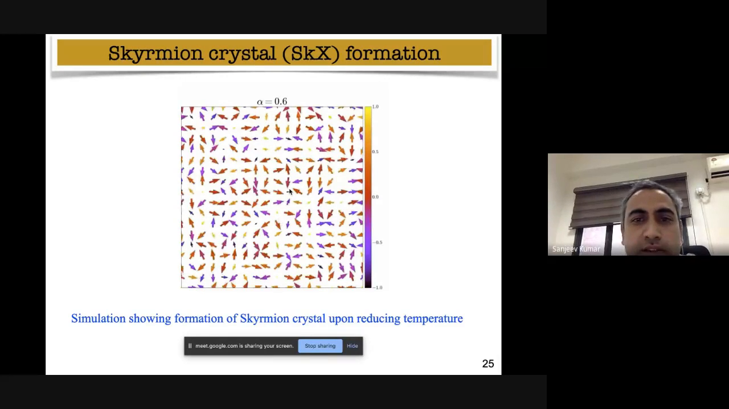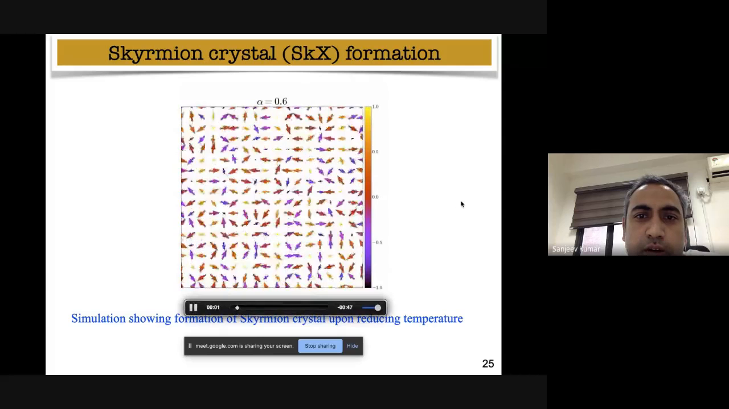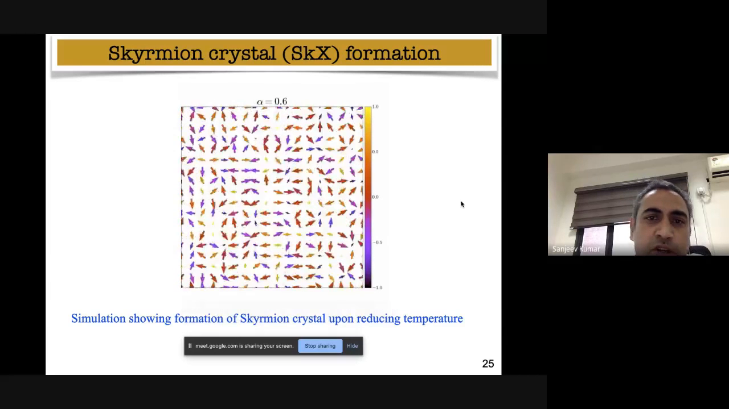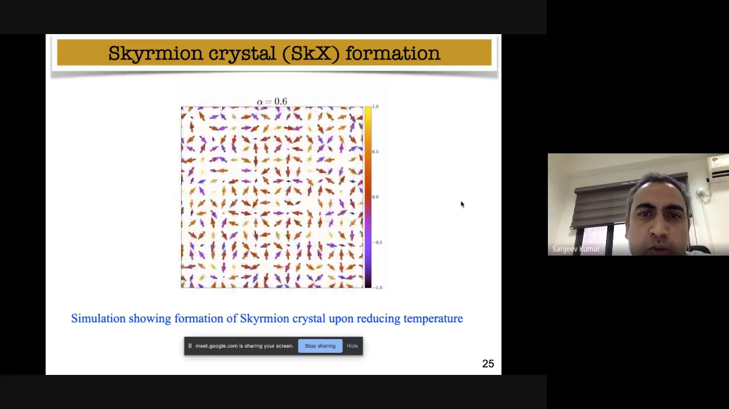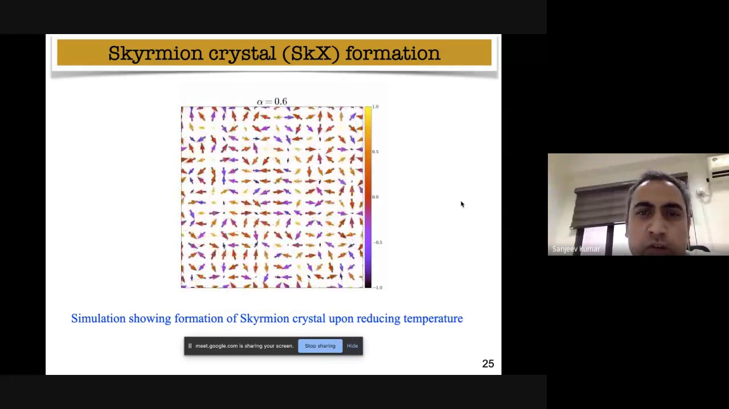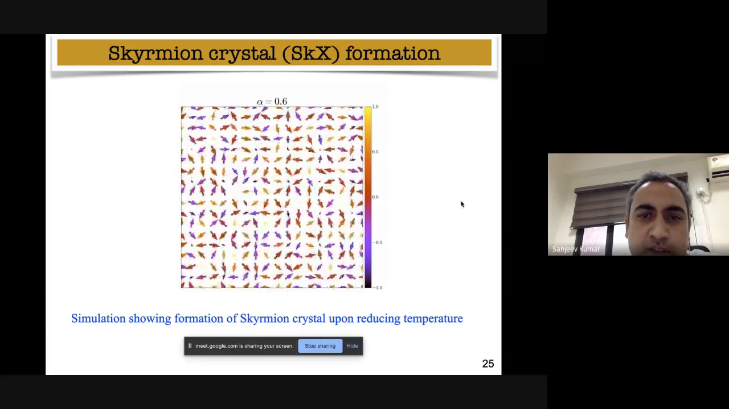Yeah. So maybe you can just watch this movie where we show how, lowering the temperature, starting from a paramagnetic configuration, in the Monte Carlo simulations, exactly this skyrmion crystal emerges. So this is one example of that.